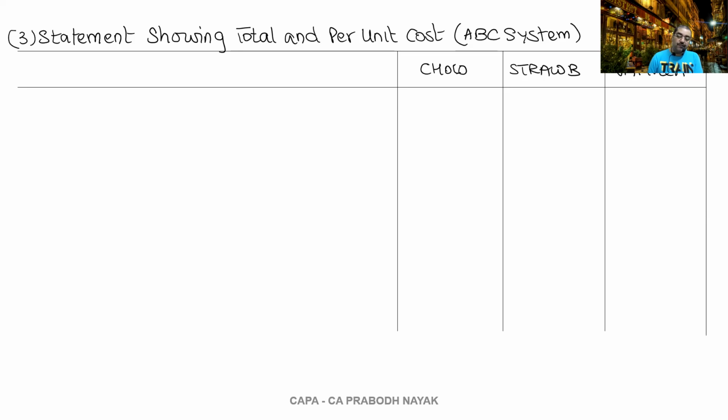Starting with direct material cost. Now we'll take all the total figures. ₹8 per unit into 60,500 units. ₹8 into 60,500. That is 4,84,000.